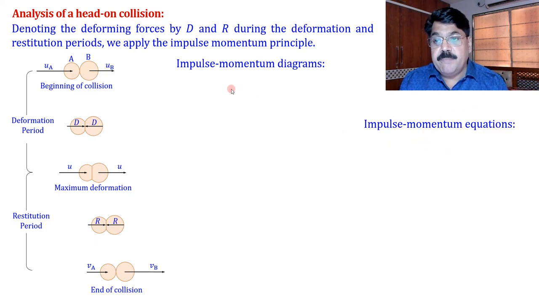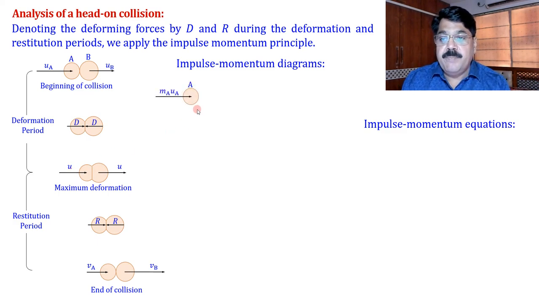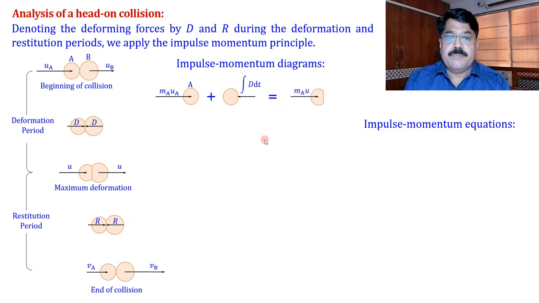So first we apply the impulse momentum principle on body A. So let us draw the impulse momentum diagram of body A. So initial momentum is MAUA, and the impulse of this force is equal to this momentum MA into U. So here, initial momentum MAUA plus the impulse of the deforming force, that is this force acting on body A, so this is the impulse, equal to this momentum MA into U. So that is the impulse momentum diagram of body A during the deformation period.